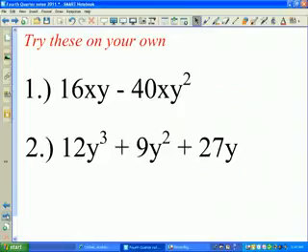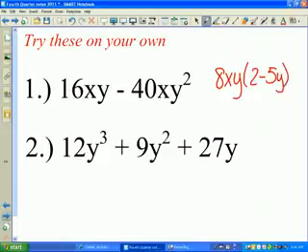So I would give these 2 a try if you want extra practice, but if you got it, fabulous. If you want to do it and just check your answers. So for the first one, I had 8xy times 2 minus 5y as a solution.